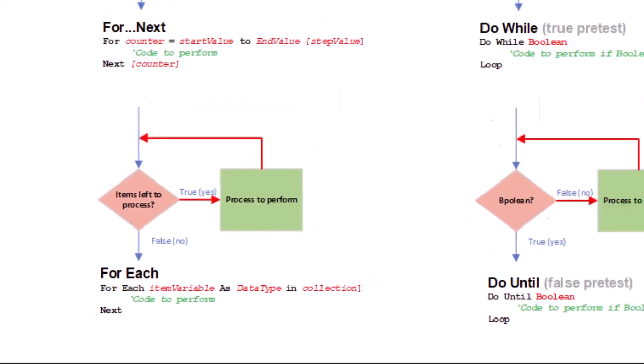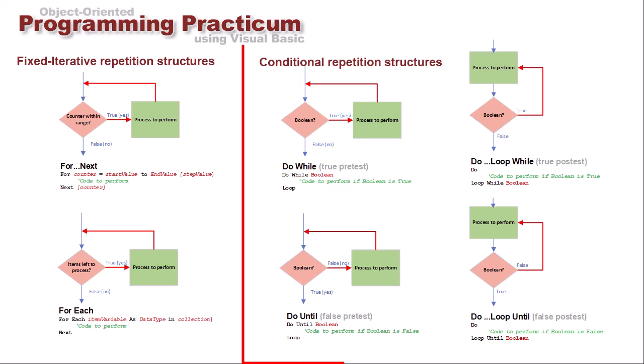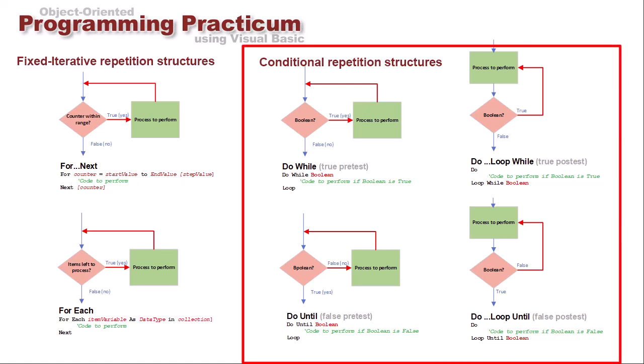If we know how many items there are in the collection, we know how many times that loop is going to run. Then there's the conditional repetition structure. And in a conditional repetition structure, there is a Boolean expression. That's why we call it conditional. There are 4 types in Visual Basic, and in most languages there's only 2, but we have 4 in Visual Basic. We could get by with just 2 of them, and I'll explain that in a minute.